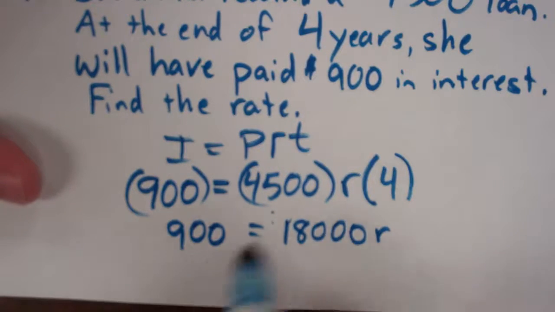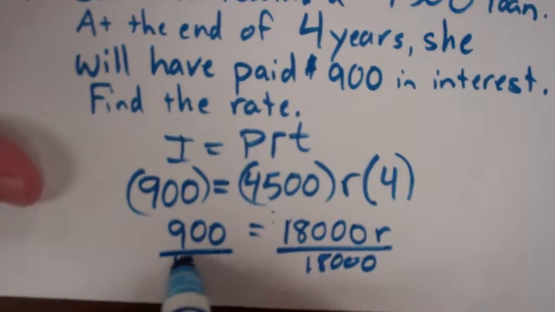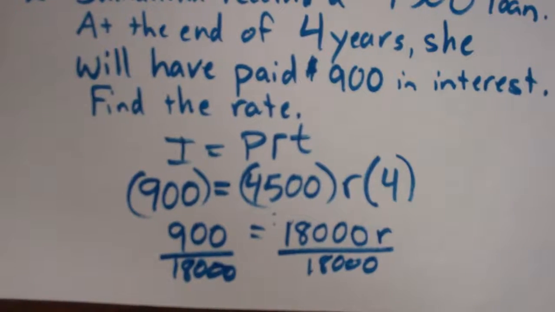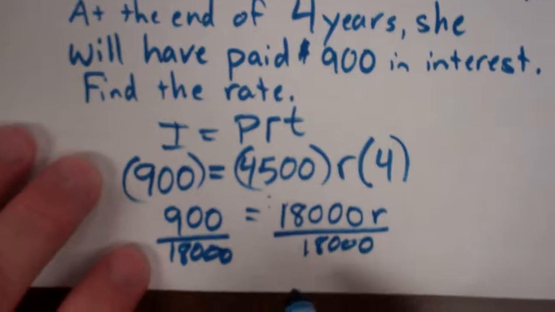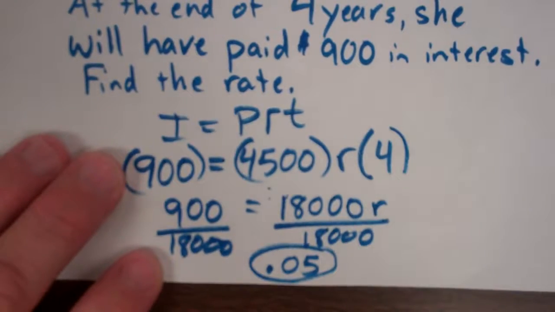and now we're in an algebraic equation, so all we need to do is solve that by getting that variable by itself. Divide by 18,000, divide by 18,000. We take 900 divided by 18,000. You will get 0.05.